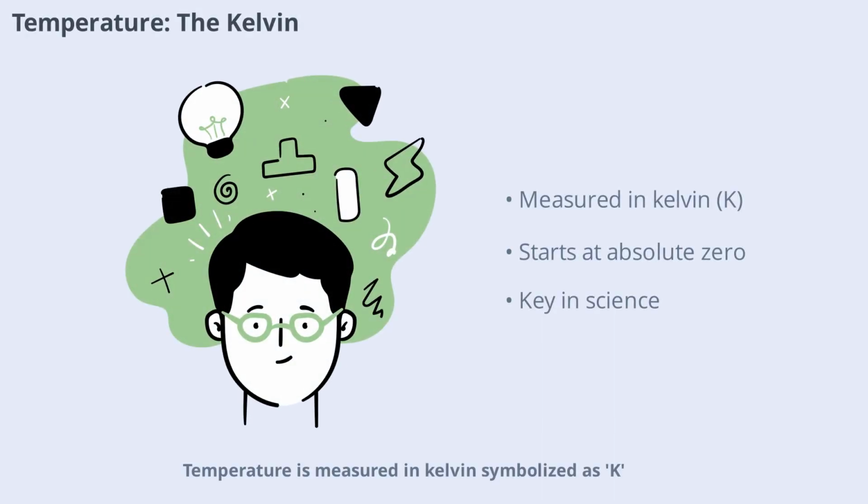Temperature is measured in Kelvin, symbolized as K. It tells us how hot or cold something is, from the freezing point of water to the heat of the sun. The Kelvin scale is used in science because it starts at absolute zero, the coldest possible temperature. Understanding temperature is key in chemistry, physics, and everyday life.